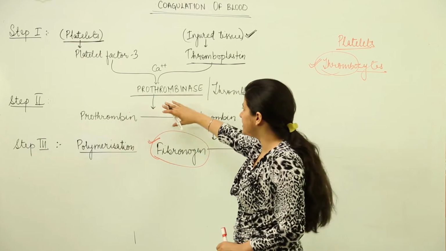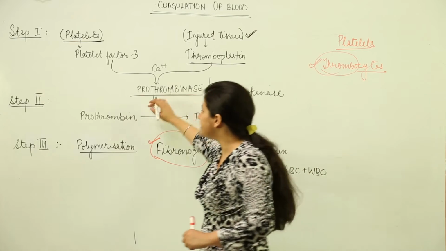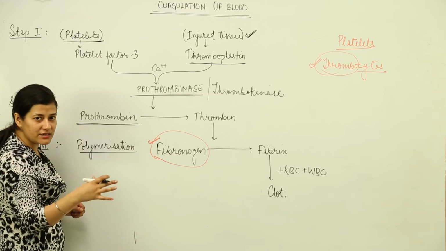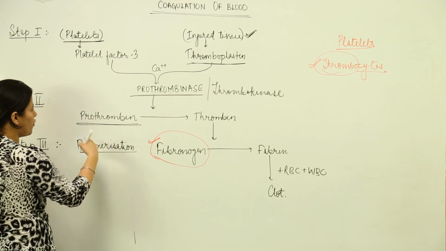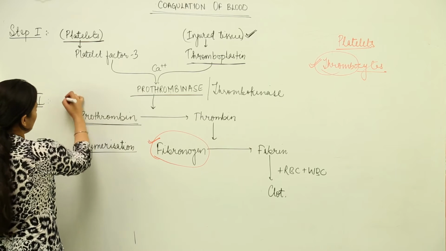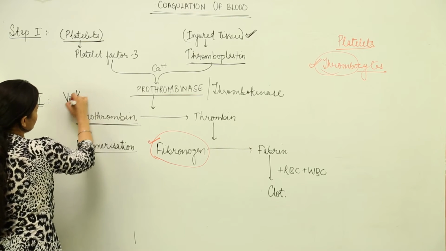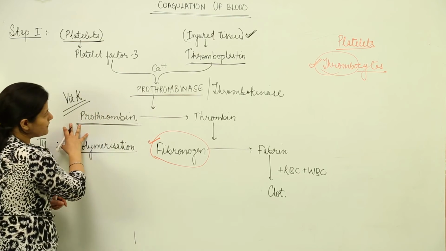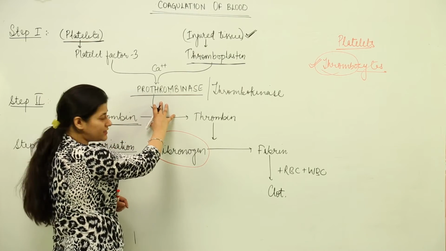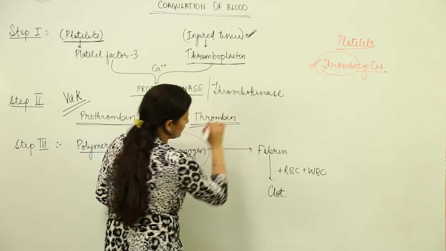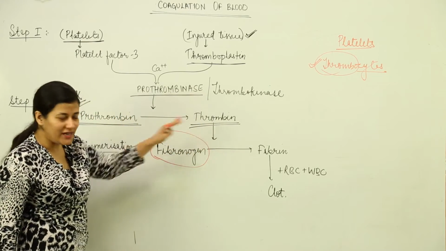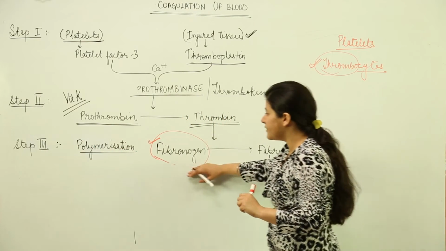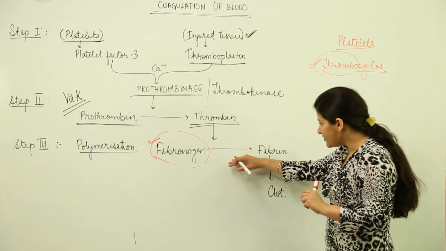Coming to the second step, this prothrombinase which is being formed converts prothrombin. Now prothrombin is formed inside the liver cells. It is present in the blood and it is very important for the clotting process. And vitamin K, you have to remember, plays an important role in the synthesis of prothrombin inside the liver. Now this prothrombin, in the presence of prothrombinase, forms thrombin. This formation of thrombin leads to the next step, step number 3, where the polymerization of plasma protein fibrinogen takes place and fibrin is formed.